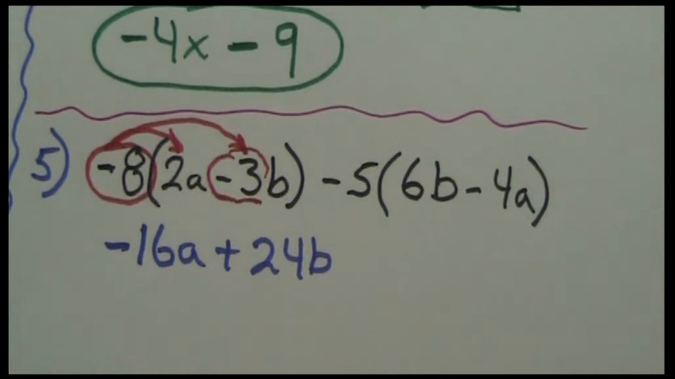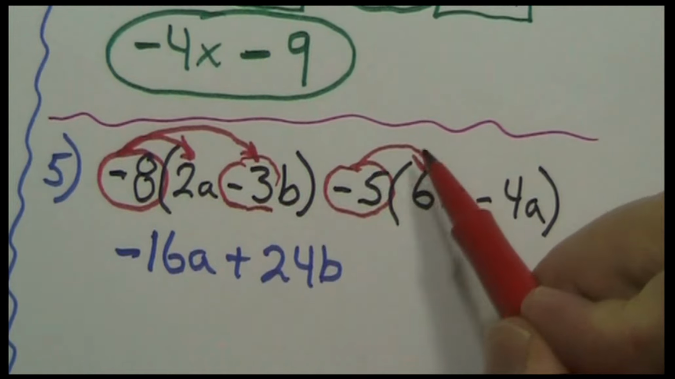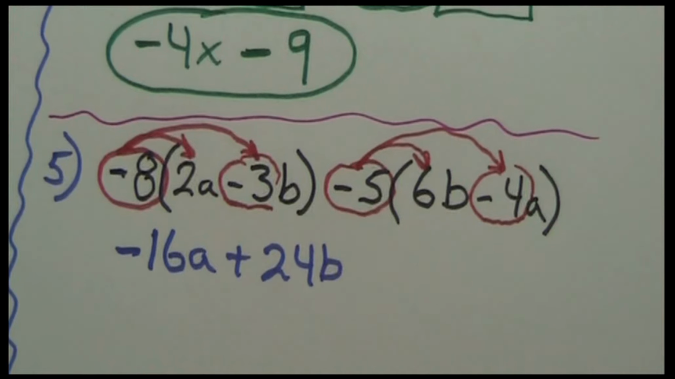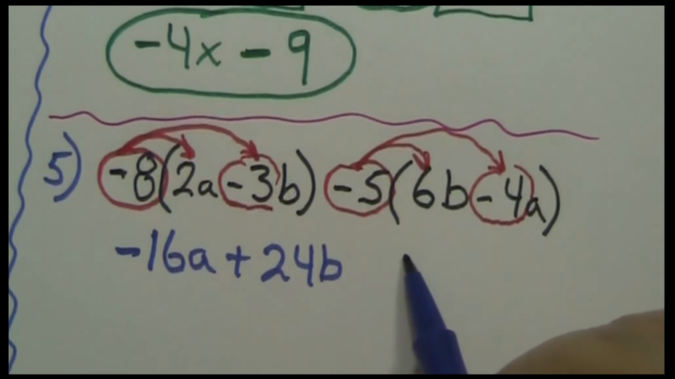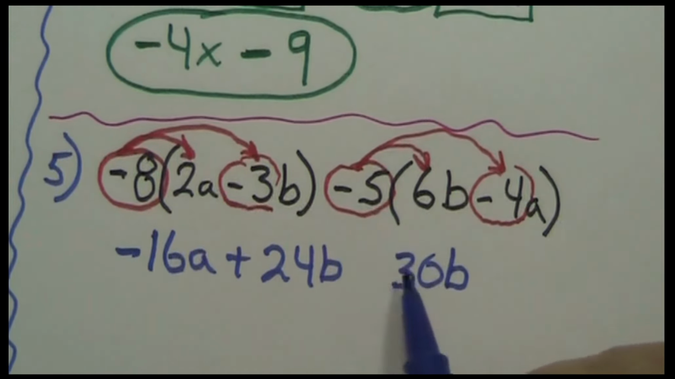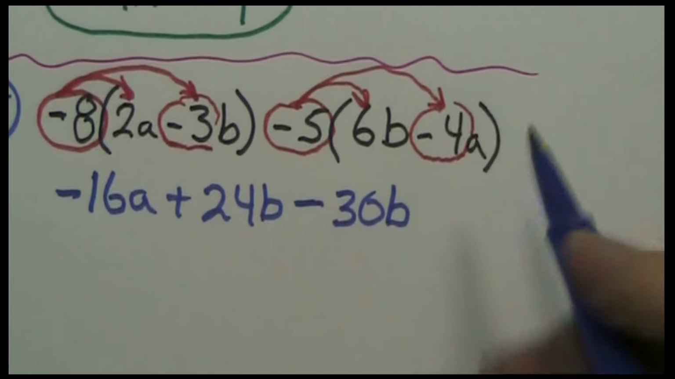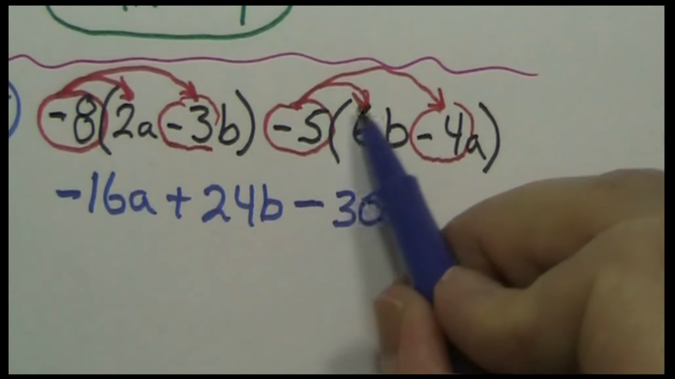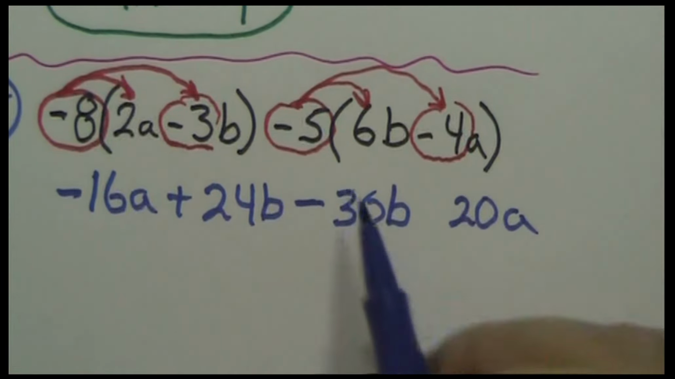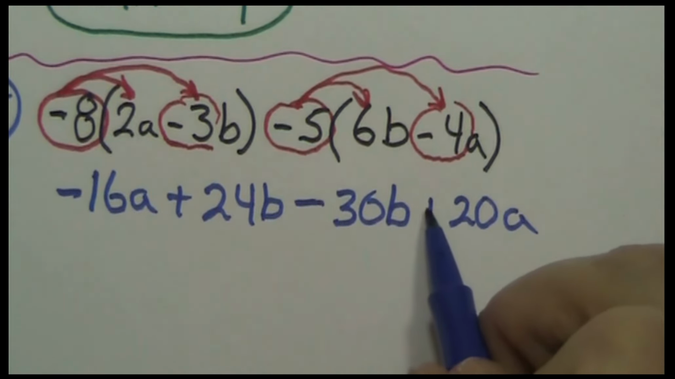All right, next one, take negative 5 times 6, and then negative 5 times this negative 4. So let's see. 5 times 6 is 30, so it's 30b. And there's one negative, so it's negative. So you put a minus there. Don't just leave it hanging. Then I have 5 times 4. 5 times 4 is 20. There's an a there. And I'm using two negatives. Multiplying with two negatives cancel. So it's a plus.